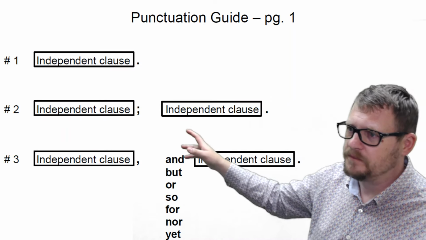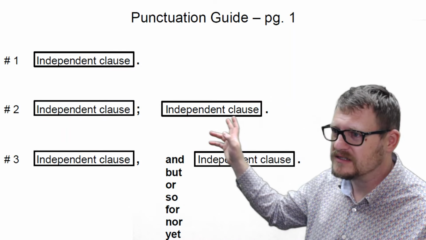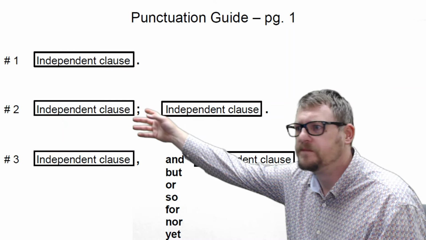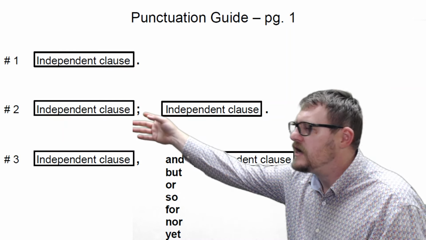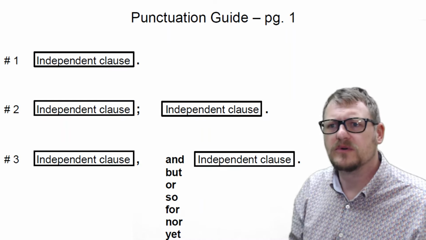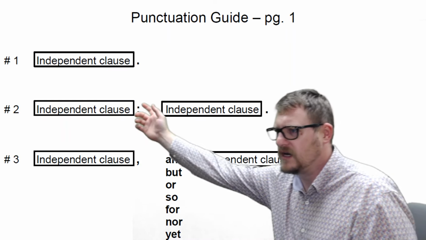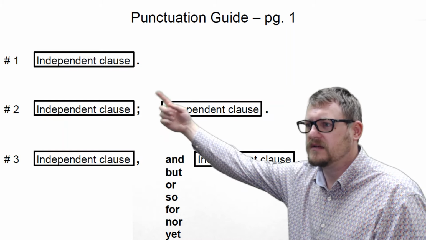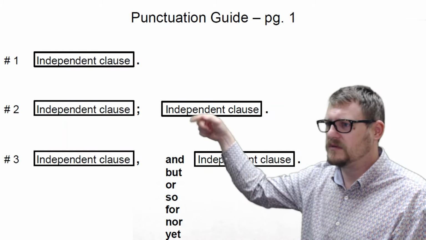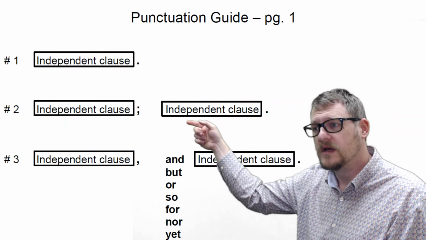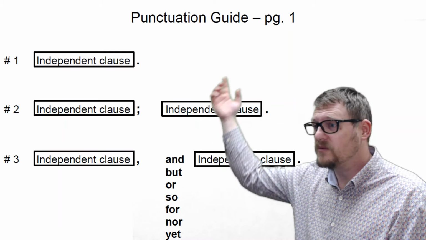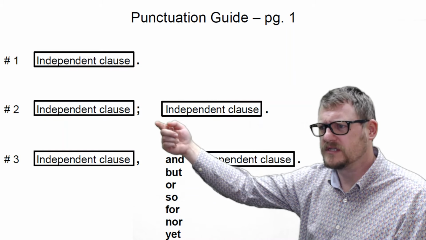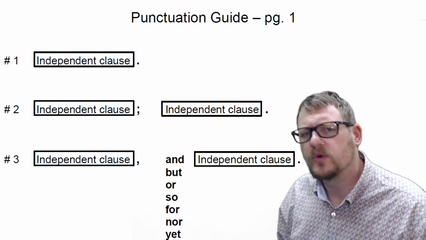So let's take a look at this one. We've got two independent clauses, and all they have in between them is this semicolon. You've got the independent clause with the box around it, and another independent clause with the box around it here. Not really anything changed from the one up there, except we're putting two of them together and putting a semicolon in between them. Why would we do that?